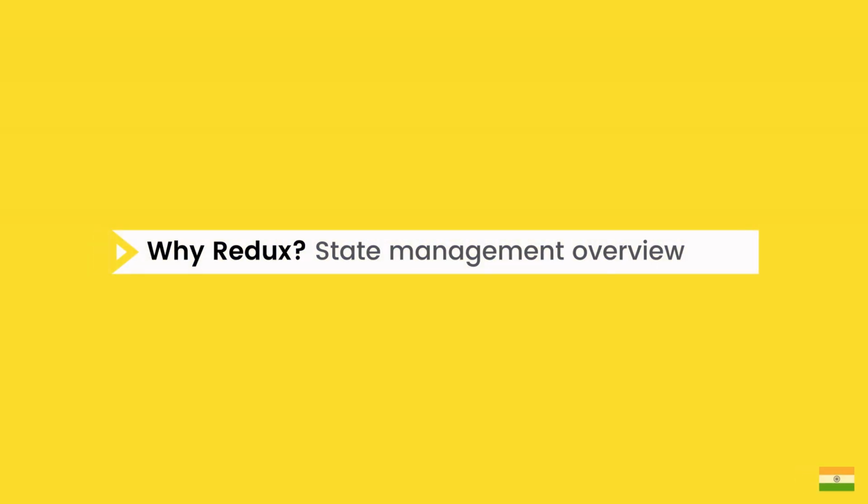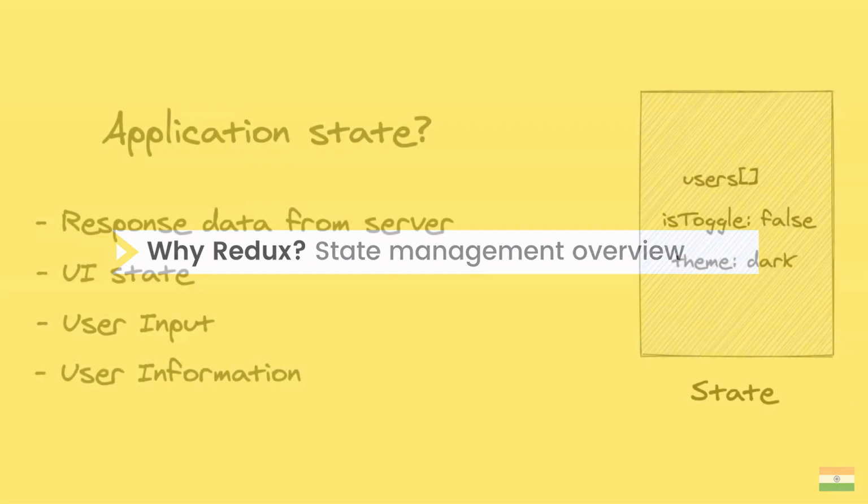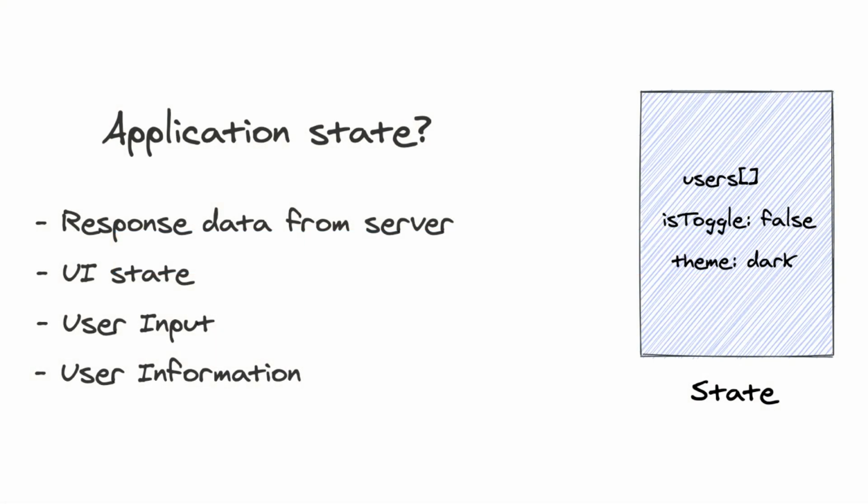Let's try to understand why exactly we need Redux. Redux is a state management library. So what is state and why do we need to manage it? Application state is nothing but the data that you want to store on the client side of our application. State can be any response data from a server, for example a list of users that you want to fetch via an API, any UI state, like if you have a drop-down container and you are storing the toggle state of your drop-down, or anything that the user inputs, like for instance when a user fills a form.